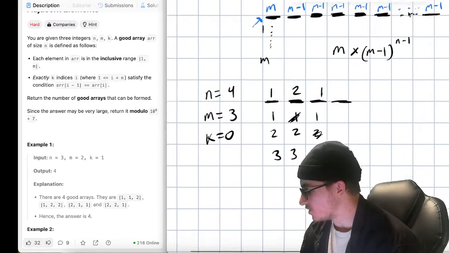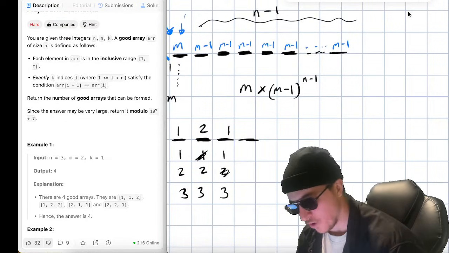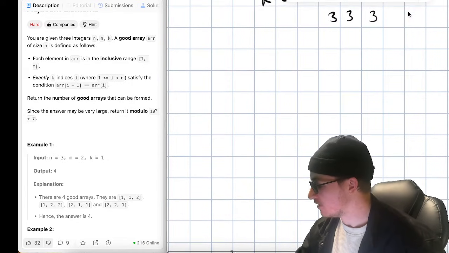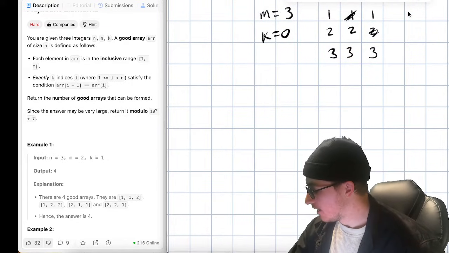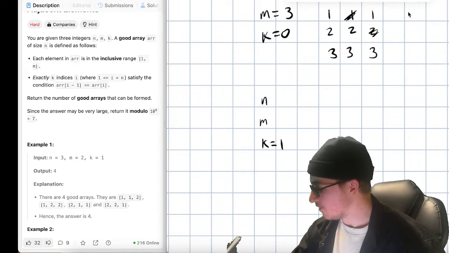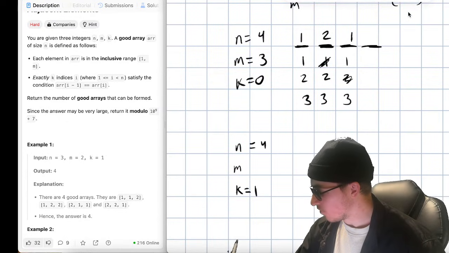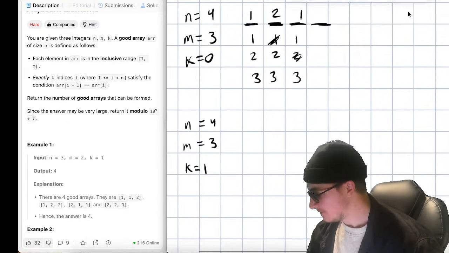Okay, let's do it again. Let's do it with k equals 1 and see if from there we can figure out the final idea here. So, let's do n, m, and then k equals 1. And we'll write it out with 4 and 3. Maybe we'll use that together.